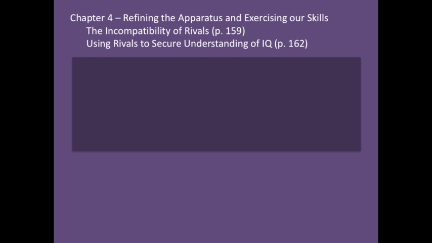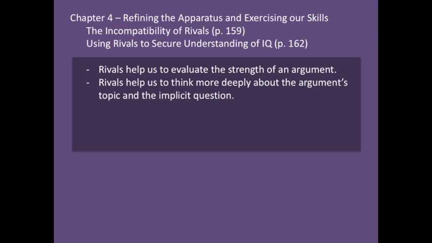Starting on page 159, we get a few more refinements of the rivals as a tool. We'll see as we move into the next section that rivals help us to evaluate the strength of an argument. So far, we've just been focusing on understanding arguments, but we'll move on to talk about evaluating arguments, and rivals will be very helpful there. Rivals also help us to think more deeply about the argument's topic and the implicit question.